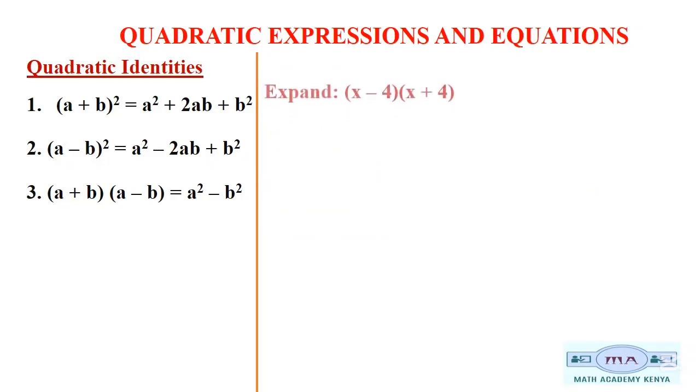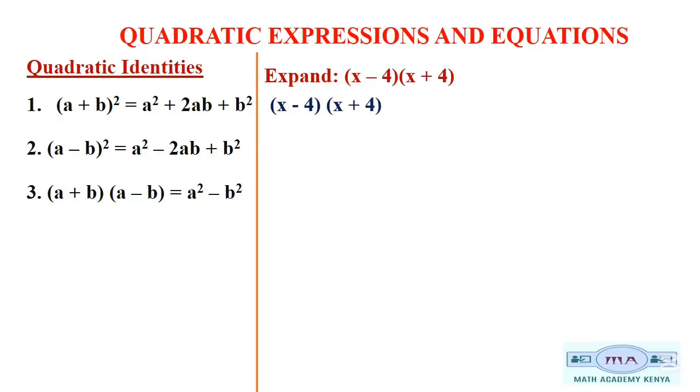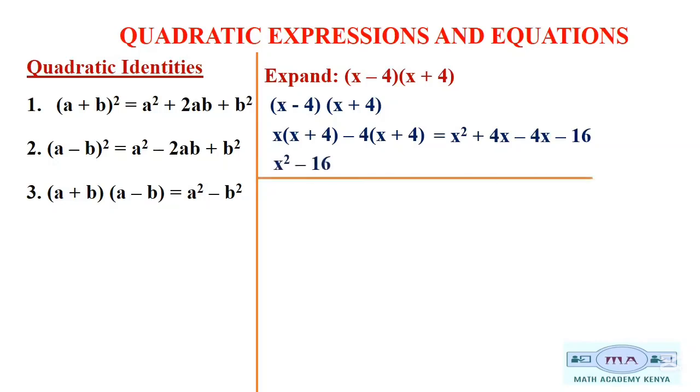Now, what if you are told to expand x minus 4 into bracket x plus 4? You can see it conforms to quadratic identity number 3, known as the difference of two squares. When you expand using the longer method, we move x into bracket x plus 4 minus 4 into bracket x plus 4, which gives x squared plus 4x minus 4x minus 16. So 4x minus 4x is 0, and this simplifies to x squared minus 16.